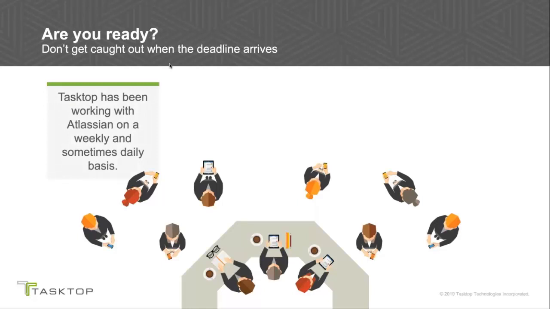So Tasktop has been working with Atlassian on a weekly basis and sometimes a daily basis. Every time they make changes to their API, we get a copy of it. We have to test all of our integrations against all of their API to make sure that what they said has changed, and we make changes to our code. And we also have to make sure that what we fixed last time still works.